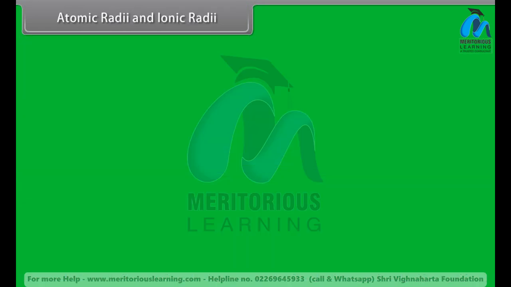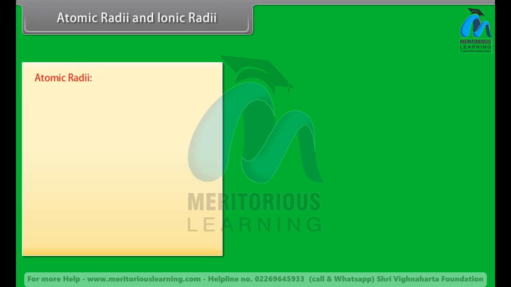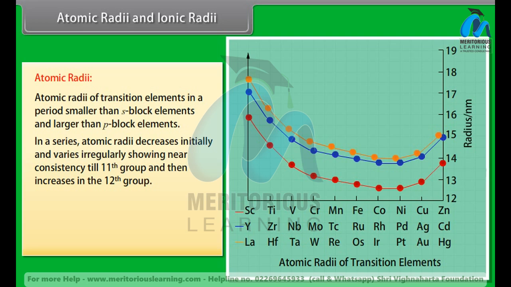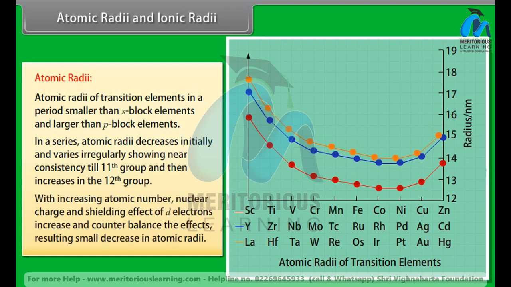Atomic radii and ionic radii. Atomic radii. Atomic radii of transition elements in a period are smaller than s block elements and larger than p block elements. In a series, atomic radii decrease initially and vary irregularly, showing near consistency till the 11th group and then increase in the 12th group. With increasing atomic number, nuclear charge and shielding effect of d electrons increase and counterbalance the effects, resulting in a small decrease in atomic radii.